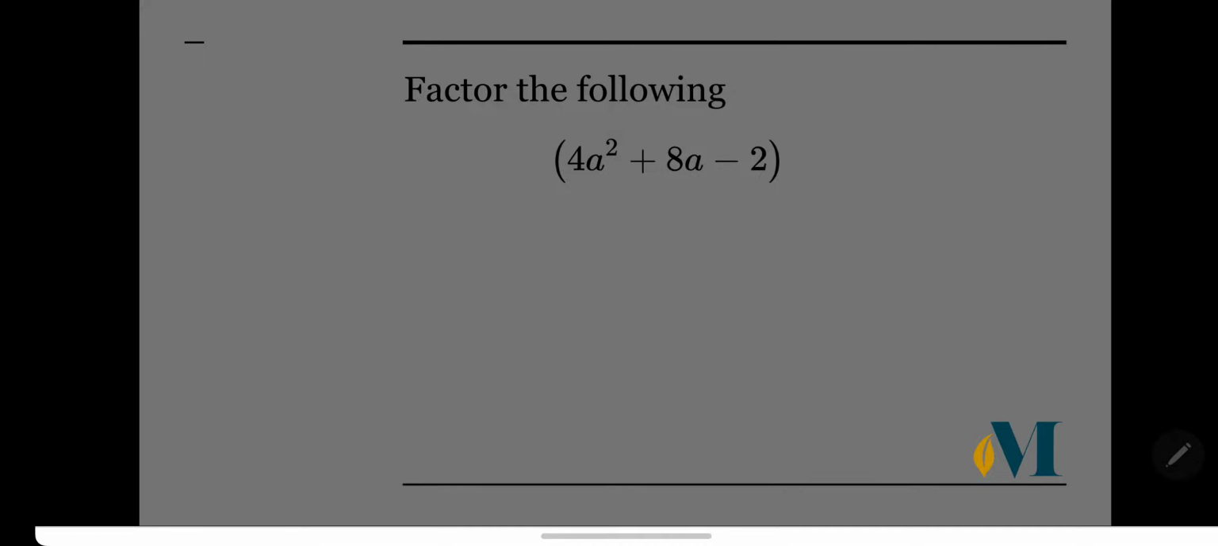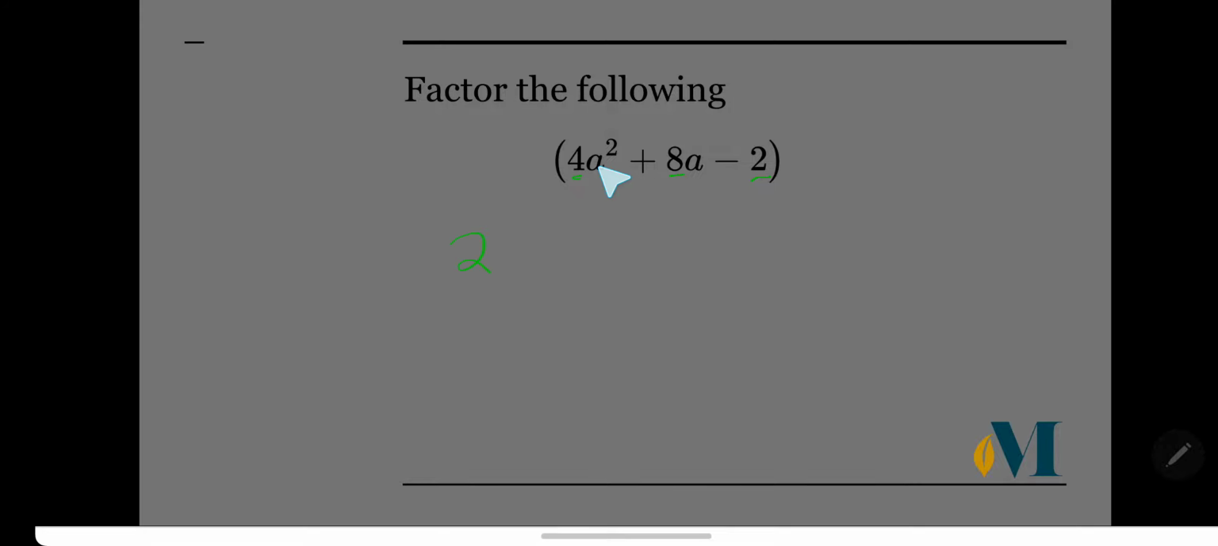So here we have 4a squared plus 8a minus 2. Okay, let's look at these coefficients first. We have 4, 8, and negative 2. What is a common factor in all of these? They are all even, y'all. And our last term is just the constant, negative 2. So I'm going to factor out 2.